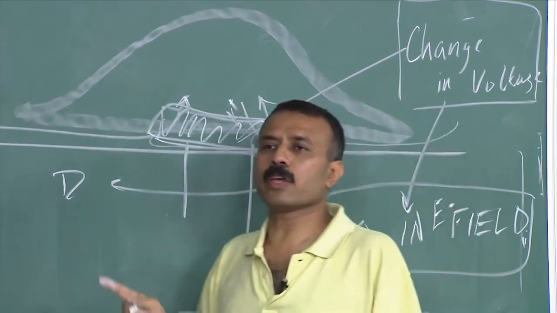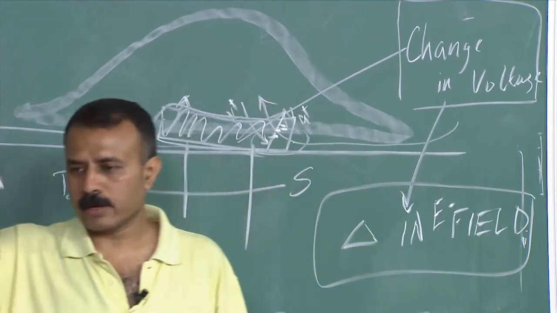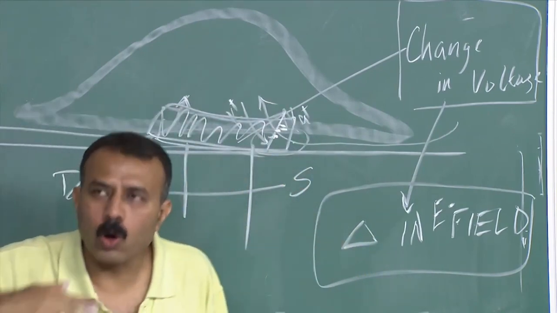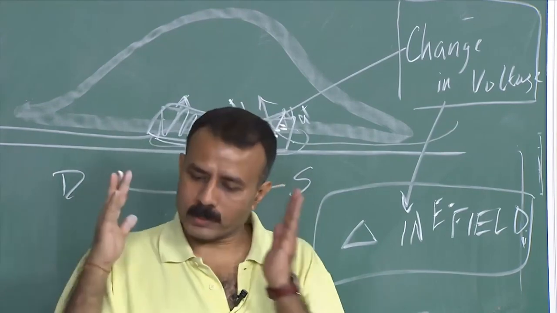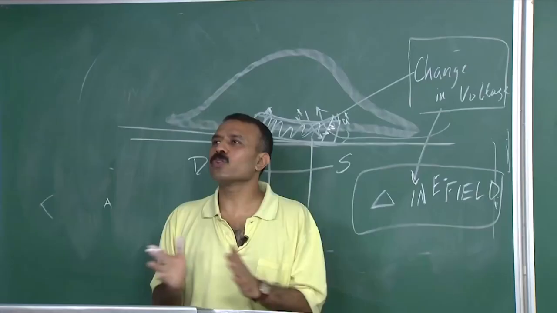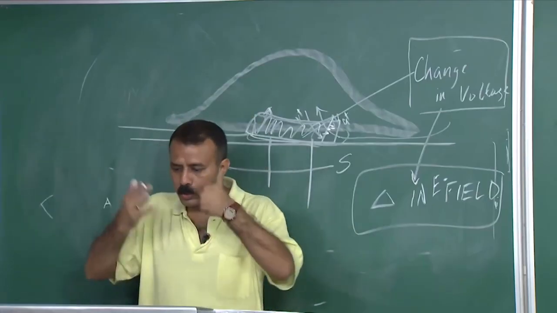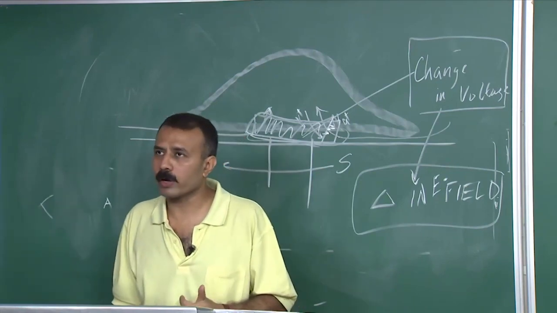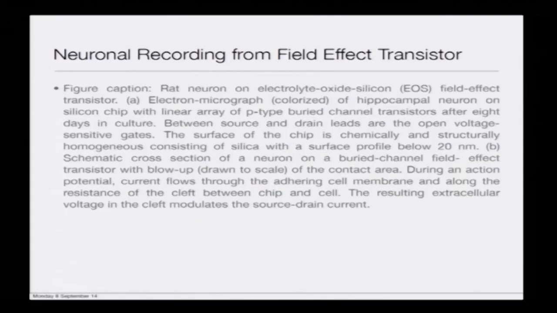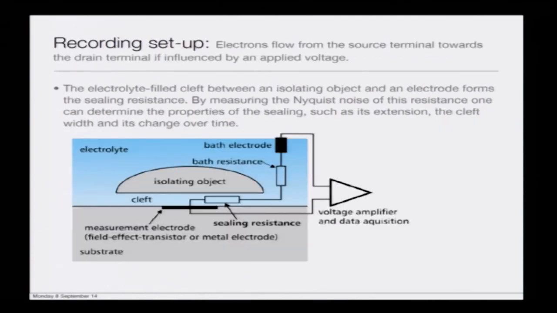That is why I am repeatedly telling you, try to visualize, take a sheet of paper, draw it and try to visualize. Once this is clear, then you can read all these papers and slowly develop the technical know how about it. Okay. So, this last line, the resulting extracellular voltage in the cleft modulates the source and drain current, and this is where lies the catch.